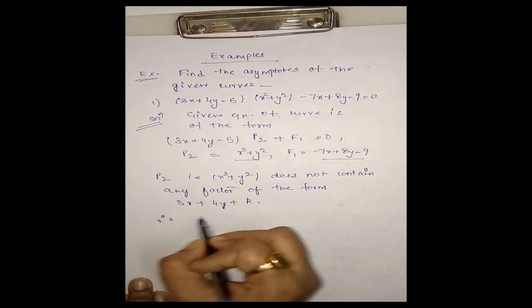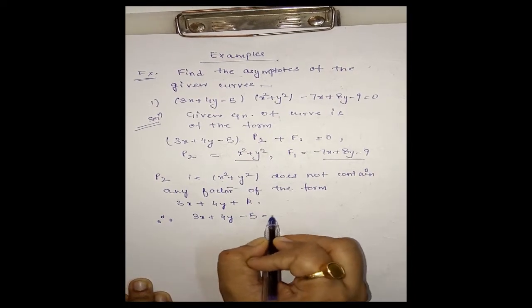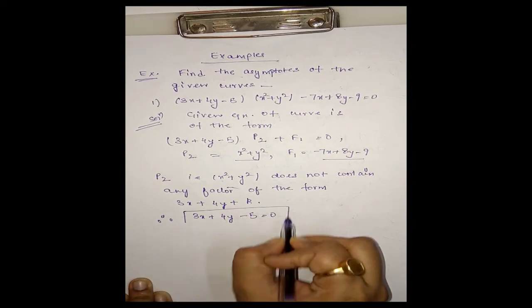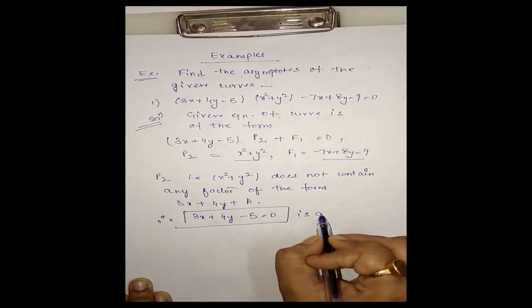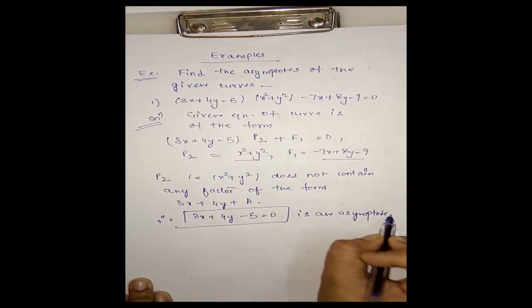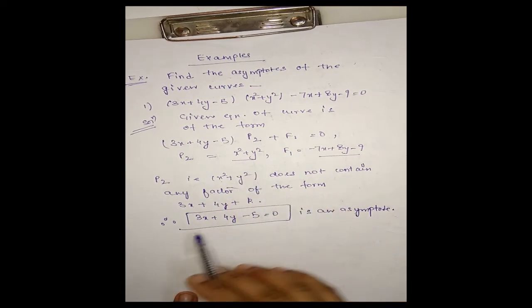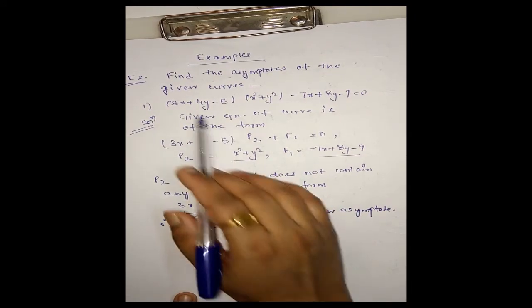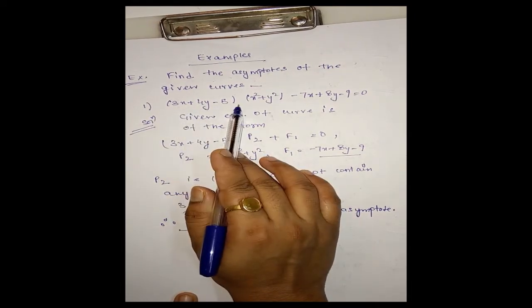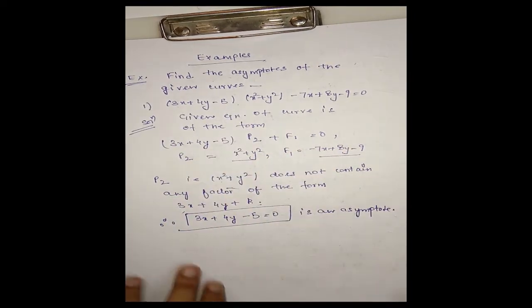Therefore 3x + 4y - 5 = 0 is an asymptote, because x^2 + y^2 has no factor of this form, so equating this to 0 gives us the asymptote.